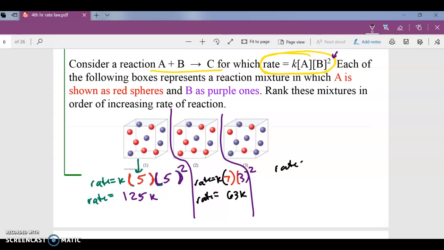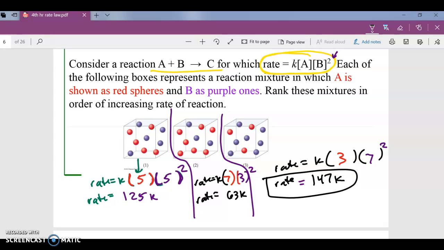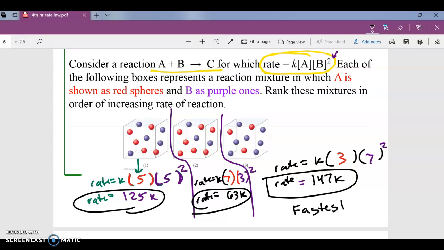All right, last example. Rate equals K. The number of red ones I have is 3. The number of purple ones I happen to have, I believe, makes me 7. That's 7 squared, though, so I think you can see where this is going. My rate is then equal to 147K. This one right here, when K is the same in all cases, K is our rate constant, this one will be the fastest, because you have the most of it as the B, and the B is going to be squared according to the rate law. My slowest is the one that I have more red, and I guess that makes this one over here in the middle.